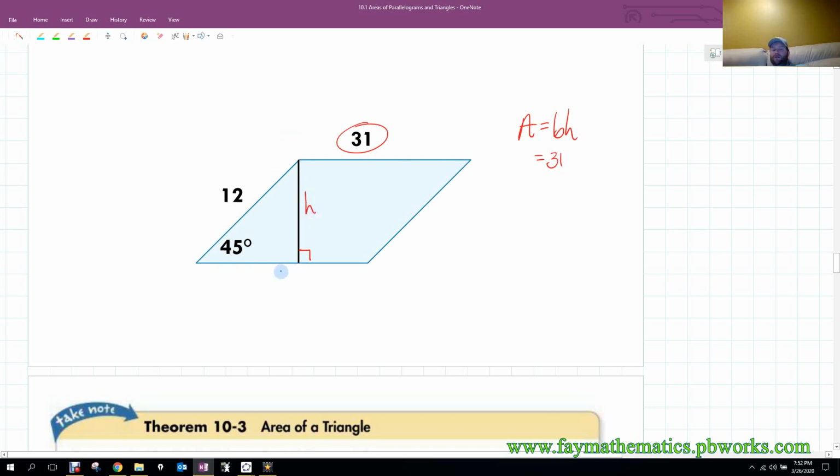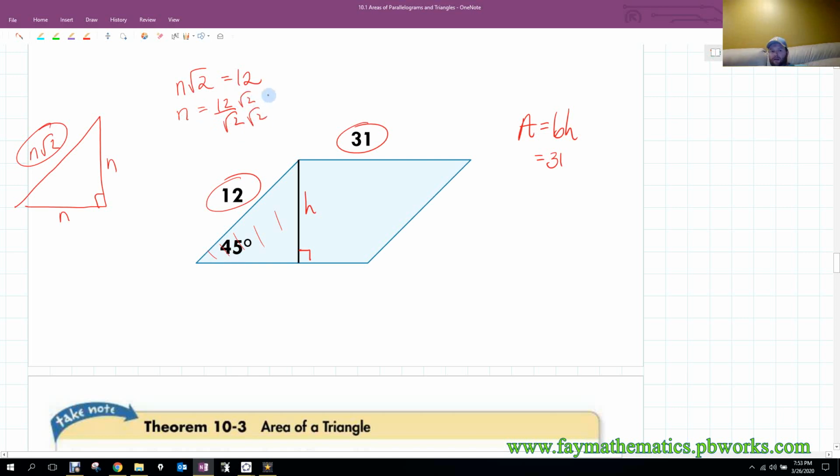Now I got to find this h. And how do we do that? Remember, this is a 45, 45, 90 triangle. So in 45, 45, 90, this is n radical 2, this is n, that's n. So right now, that and that are equal. So then n radical 2 is equal to 12. I'll divide by radical 2. I can rationalize that, and I get 6 radical 2.